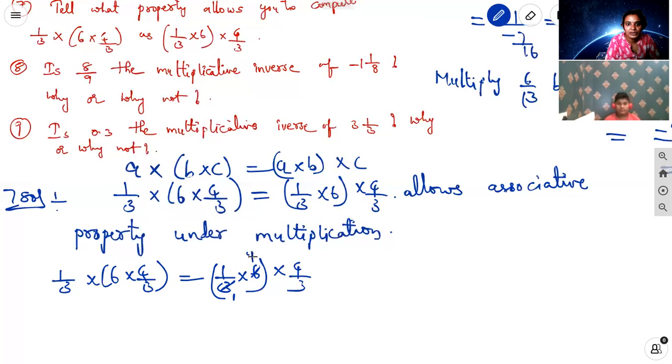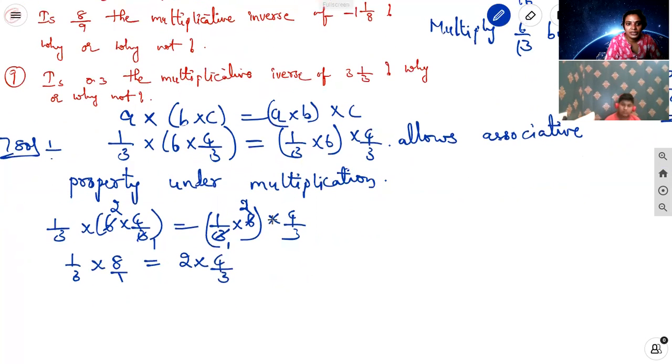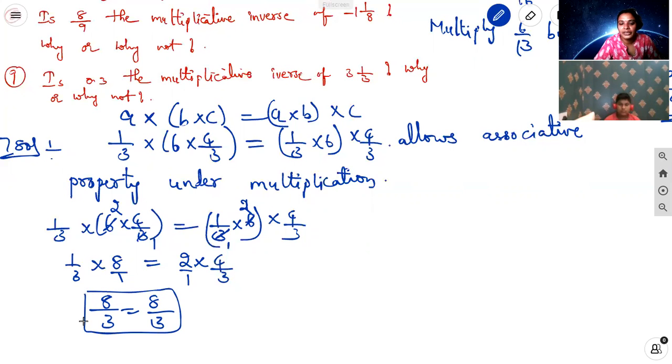3 ones are 3, 3 twos are 6. Here 3 ones are 3, 3 twos are 6. 1 by 3 into 4 twos are 8, equal to 2 ones are 2, into 4 by 3. Here 8 ones are 8. 8 is nothing but 8 over denominator 1 only. So for the product, numerator multiplies numerator, denominator multiplies denominator. 8 ones are 8 by 3 ones are 3, equal to 2 fours are 8 by 3. Why? Because 2 has denominator 1 only. So both are equal. So it satisfies the associative property.